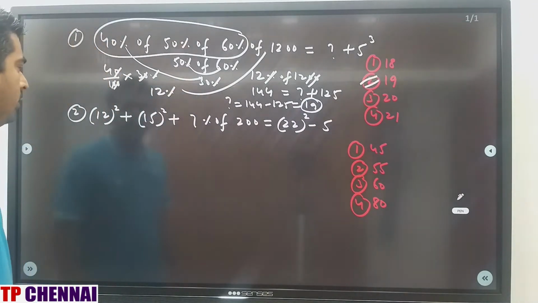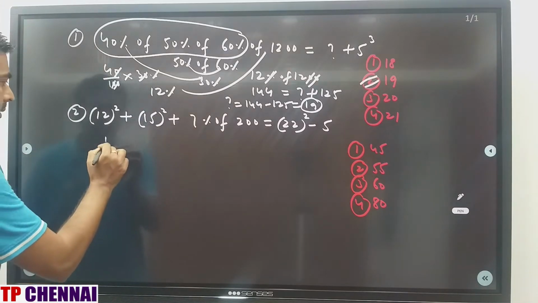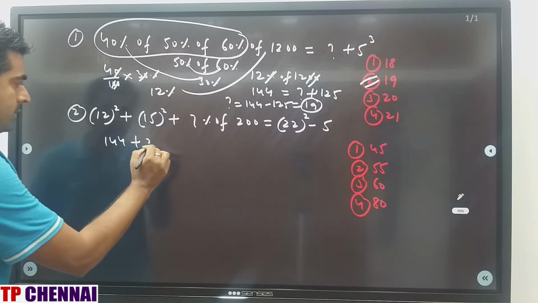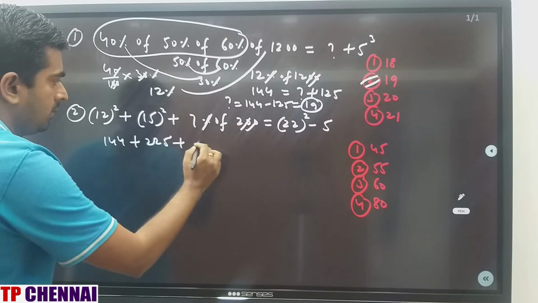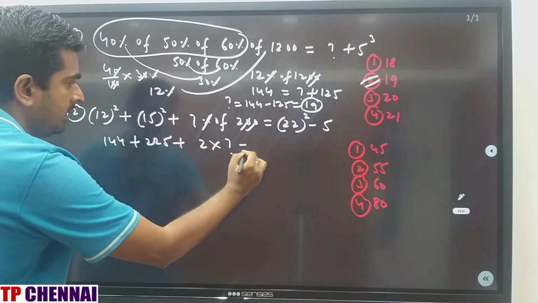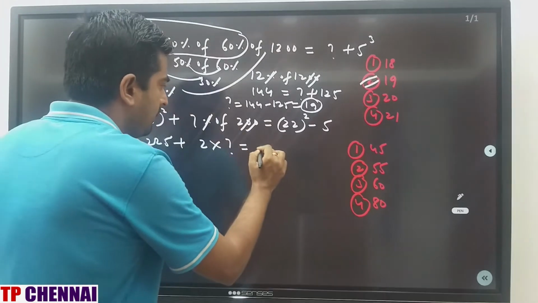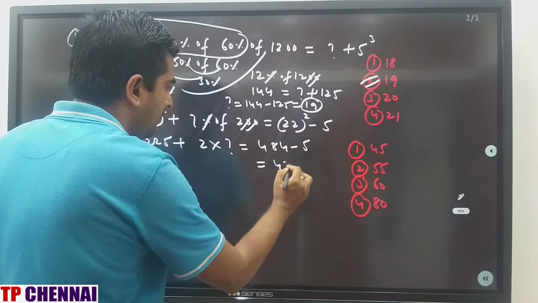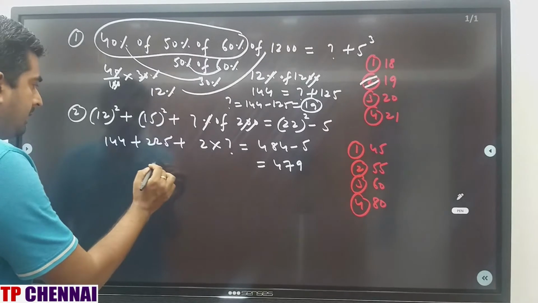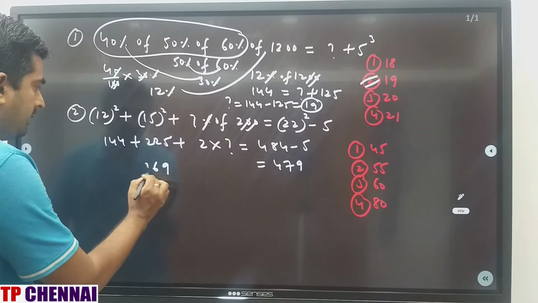Next one, 12 square plus 15 square plus question mark percent of 200 is equal to 22 square minus 5. 12 square is 144, 15 square is 225, plus the percent and the 100 will go out, so 2 into question mark, is equal to, what is 22 square? 484 minus 5. What is 484 minus 5? 479. And this is 9, this is 6, this is 3.